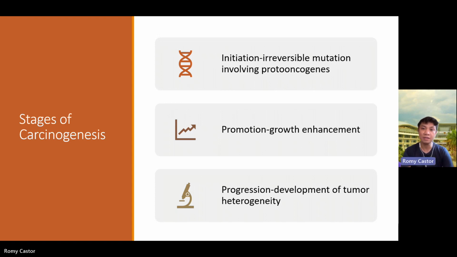Second one, we have the promotion. That involves our growth enhancement, where the mutation is being passed to other cells in our body in order to produce more cancer cells. And the last one, we have the progression. That's referred to as the development of the cancer to becoming more heterogeneous.